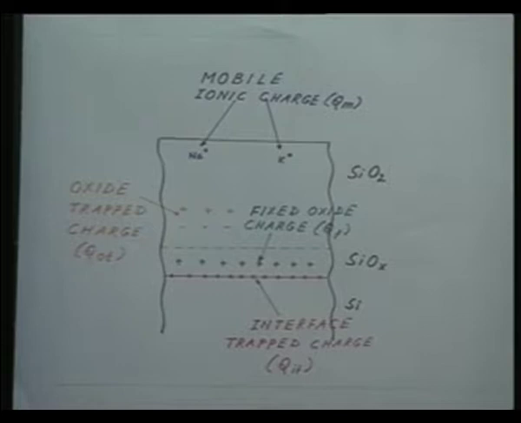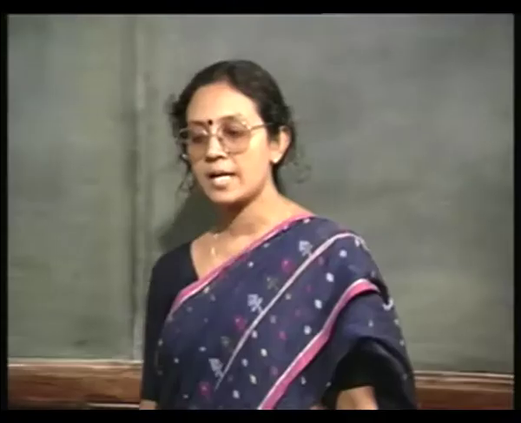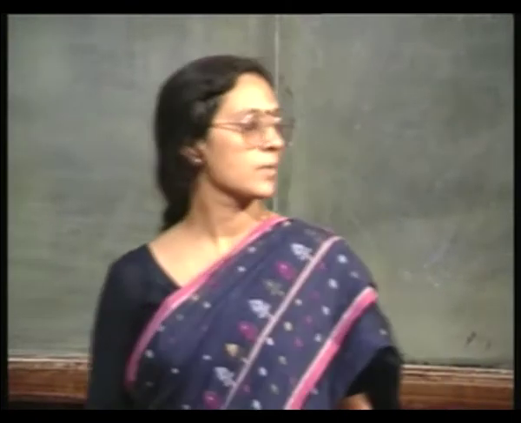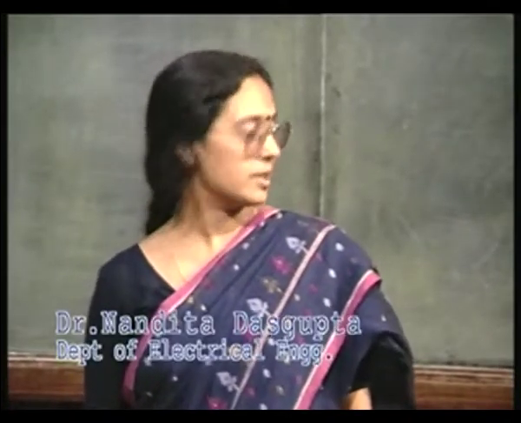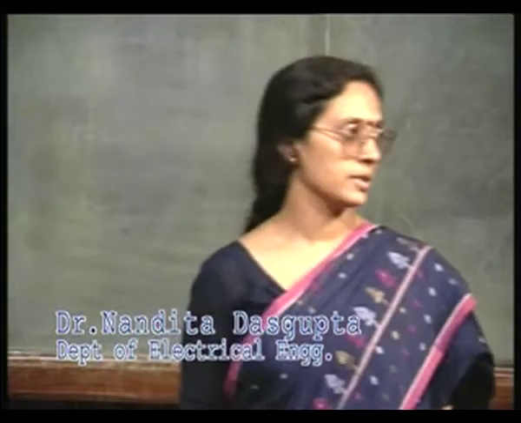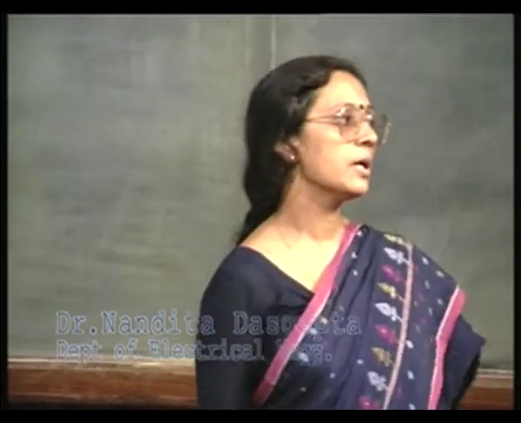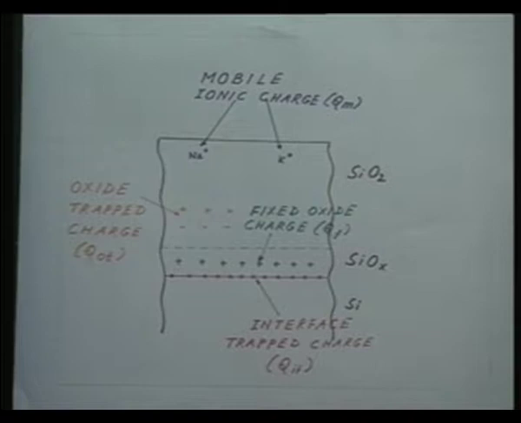And finally, we can have mobile ionic charges which are free to move all around inside the oxide and which are usually a result of human body contamination or contaminated water. Since these charges decide the quality of the oxide, it is imperative to minimize these charges. So, how does one minimize these charges? First of all, let us talk about the mobile ionic charges.